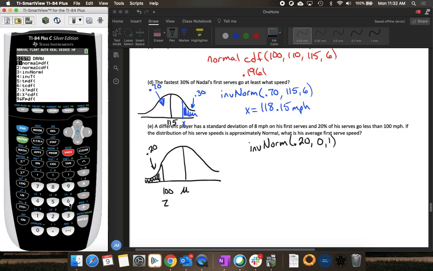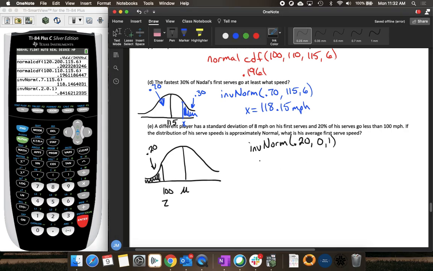So we'll go into our menu, choose inverse norm, 0.2 is our area to the left. For the mean, we're just going to assume 0 for right now, and standard deviation of 1. So what that's at least going to tell us is that z is equal to negative 0.8416.